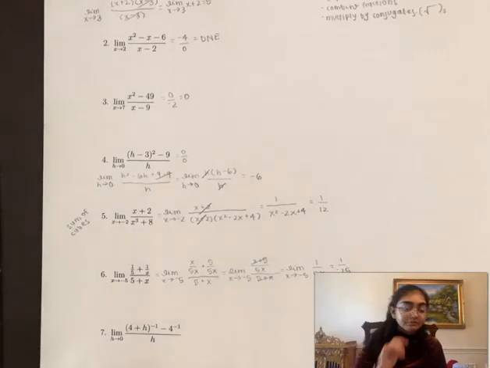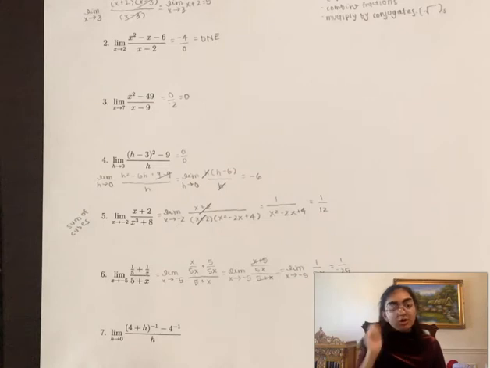But for number 5, the bottom of our limit is factorable. We can actually do the sum of cubes formula for the bottom to factor that out. And what we're going to get is x plus 2 over x plus 2 times x squared minus 2x plus 4. Once we have that, we can cancel out the x plus 2's to give us 1 over x squared minus 2x plus 4. If we plug in negative 2 to our x's, we're going to get 1 over 4 plus 4 plus 4, because negative 2 squared is 4, minus 2 times negative 2 is also 4, and then there's 4 at the end. So that's going to give us 1 over 12 as our answer.